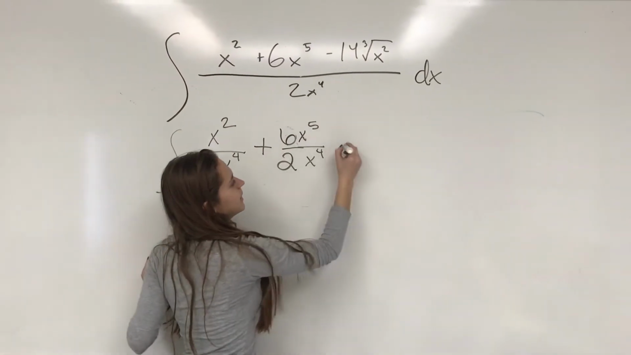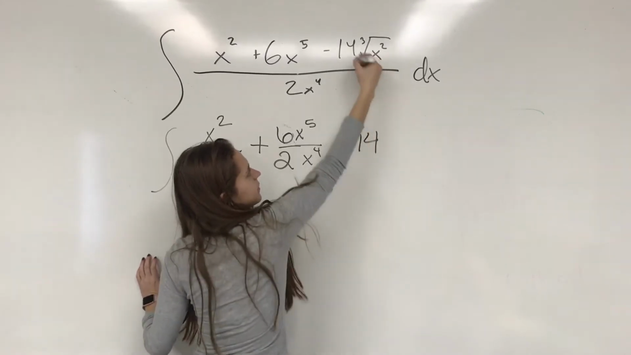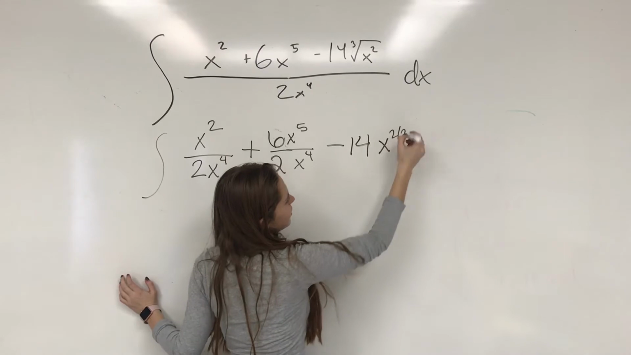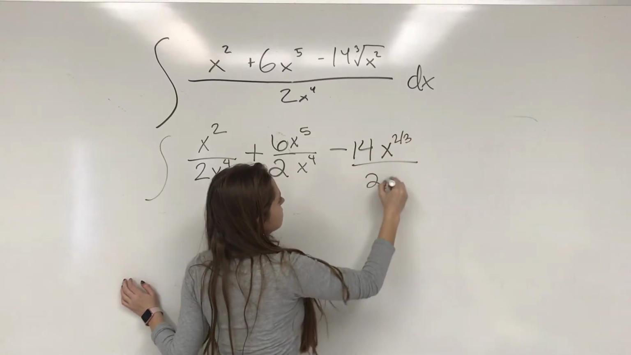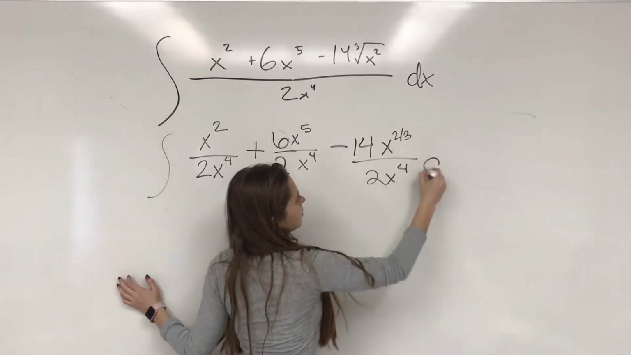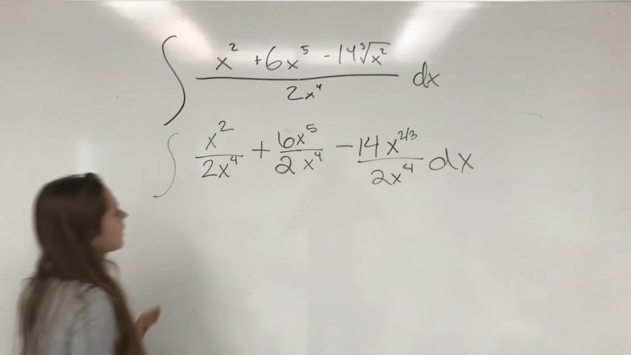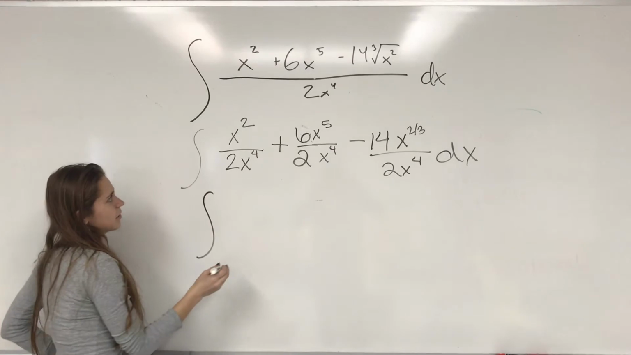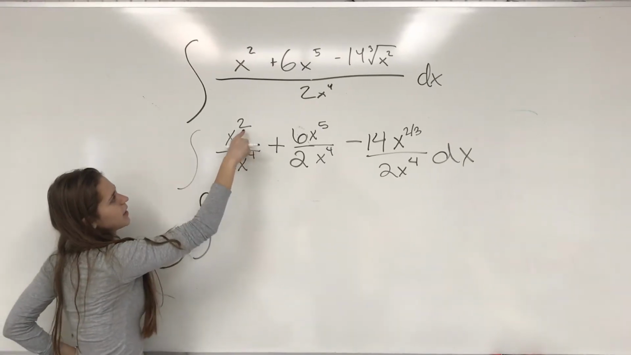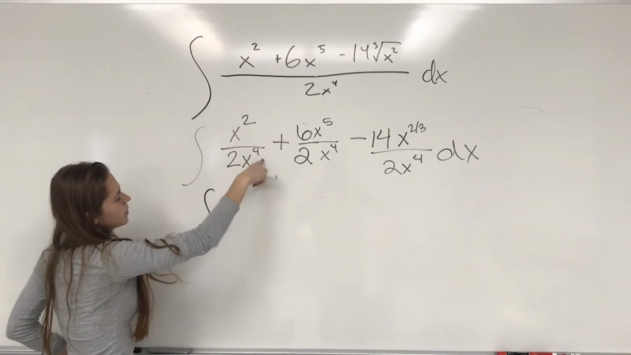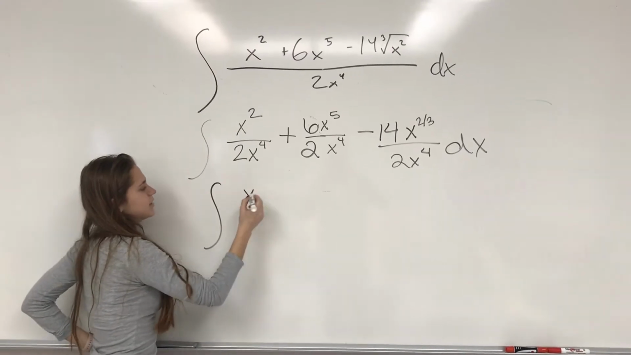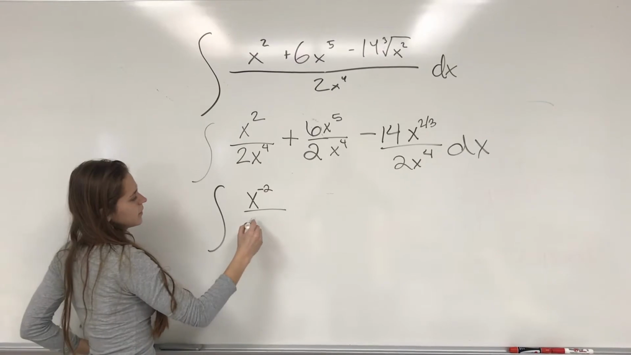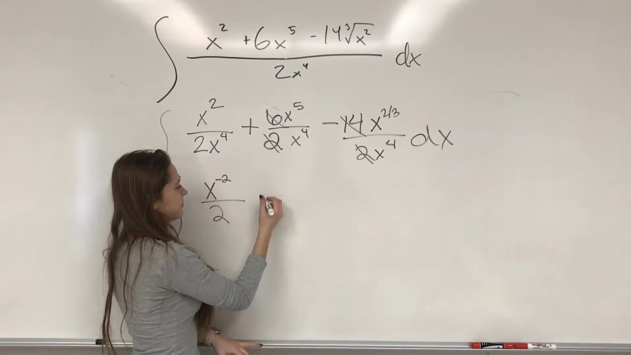And then here minus 14, we simplify this, x to the exponent of 2/3 over 2x to the fourth power dx. We're gonna keep simplifying, so it's integration of, we're gonna simplify, subtract 2 minus 4, so it's gonna be x to the power of -2 over, this number stays the same, so 2.